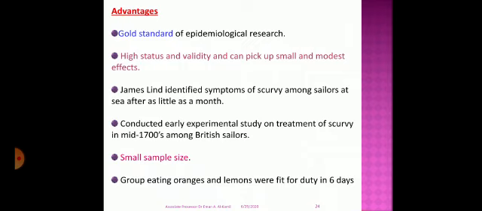identified the symptoms of scurvy among sailors at sea after a little time, for example a month. So James Lind saw that some of the sailors developed signs and symptoms of scurvy after a month of sailing. He found that this was because of non-consumption of vegetables or fruit, and this was performed in the 18th century.